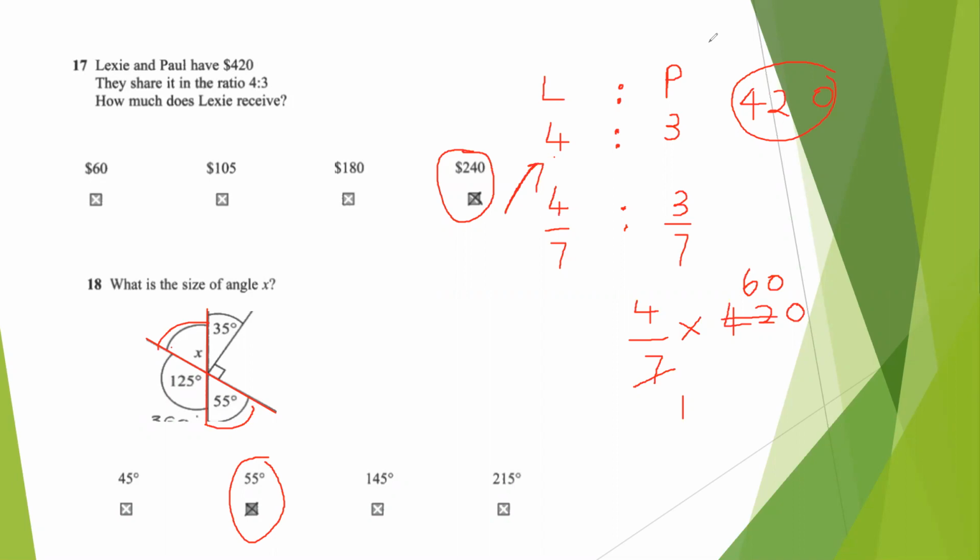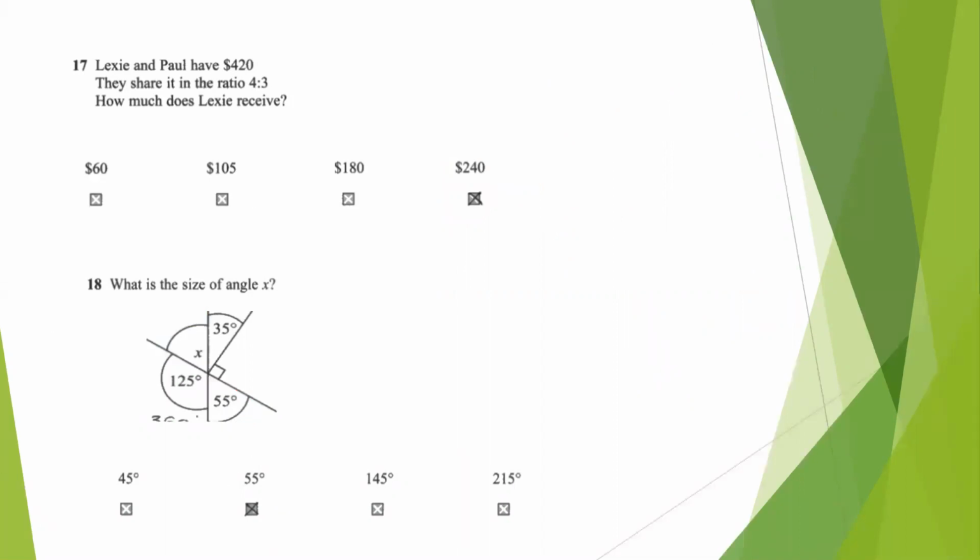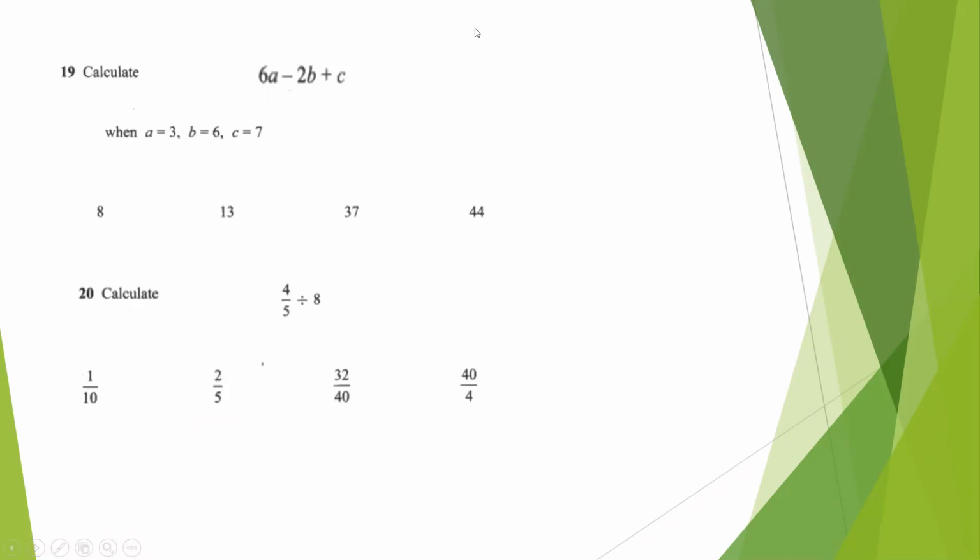Let's move to the last 2 questions. Right. Now, in the 19th question, they ask you to find the value of this, and they have given the values for A as 3, B as 6, and C as 7. Right. We'll substitute. 6 times A, it's 3, minus 2 times, instead of B, I have used 6, and plus C is 7.